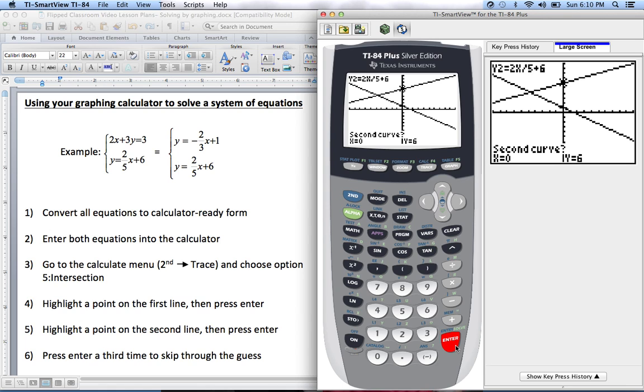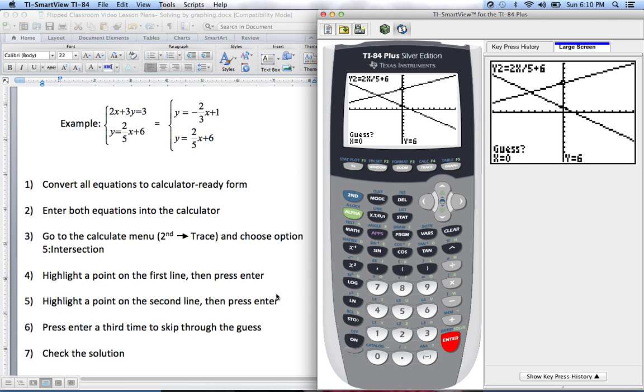So now the calculator is asking me for a second curve. And so what I'm going to do is choose any point on the second line, or the Y2 equation, to select that entire line to tell the calculator, hey, this is the second thing I want you to find the intersection of. So you'll notice right now that my calculator is flashing on the point (0, 6) on the Y2 equation, which was the second equation that I input into my calculator. If I hit enter to select any point on that line, again, I'm selecting the entire line.